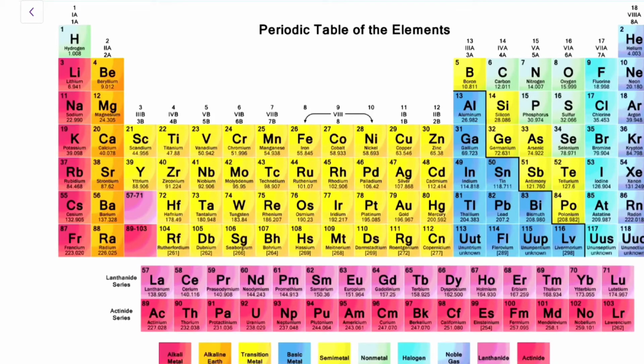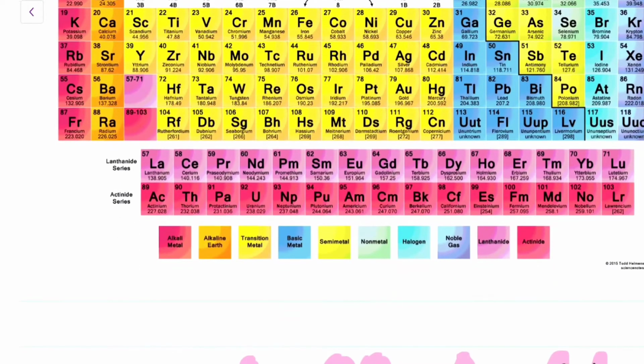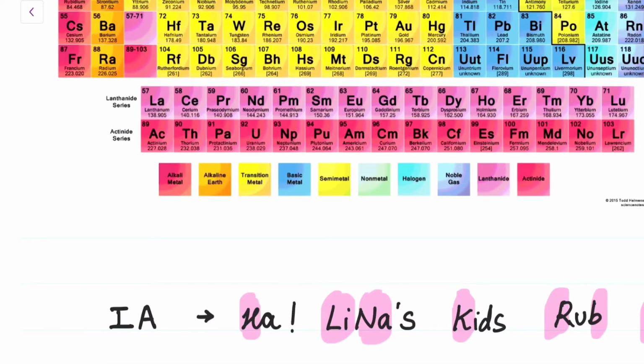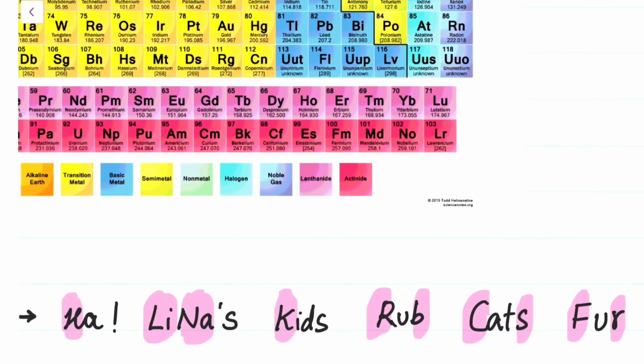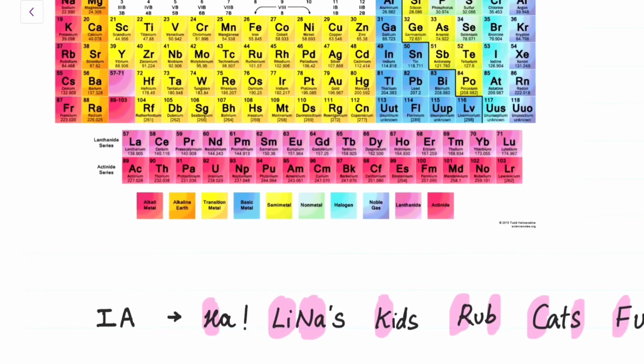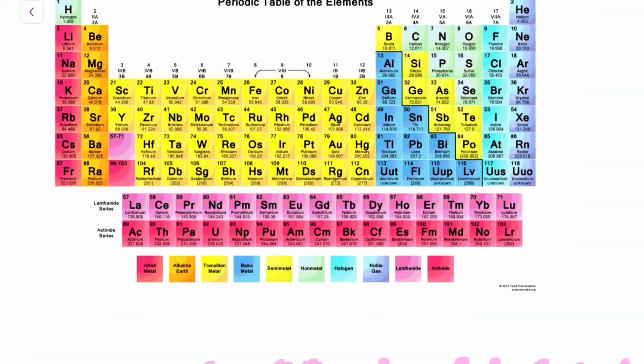Hey guys, this is part 1, mnemonics of the periodic table of elements. So for the 1A group of elements, we have the mnemonic: Ha, Lena's kids rub cat's fur. So this is the trick for the 1A group of elements.